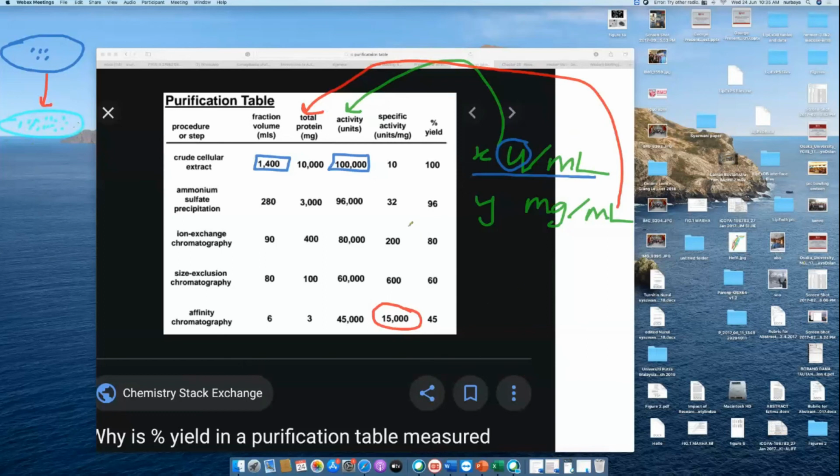Okay. So now, in terms of the fold, now we have the fold here, right? So we can calculate the fold. For the fold of purification, you can check based on the specific activity. From this, it will be only one fold, because 10 divided by 10. But once you have this purified protein, you have 15,000 units per milligram. What will be your fold? How many fold do you have?